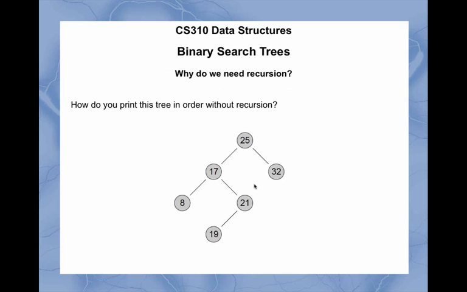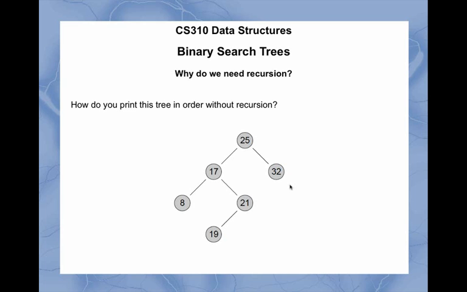So here's an example of why we need recursion. This is a problem that recursion solves very cleanly and very neatly. The question is, how do you print this tree? You need, of course, to print it in order. Binary search trees keep the data in order, and you need to print the contents of this tree in order, which means you have to print 8, then 17, then 19, then 21, then 25, and then 32. How in the world do you do this without using recursion?